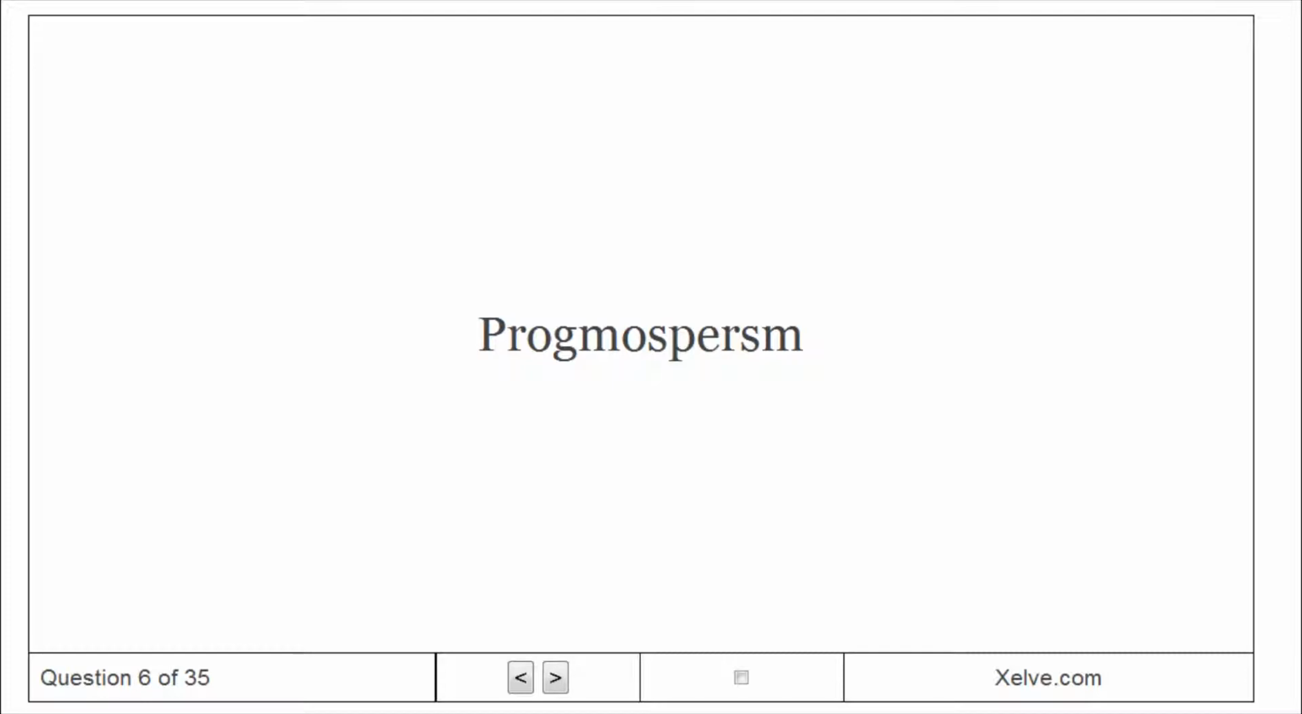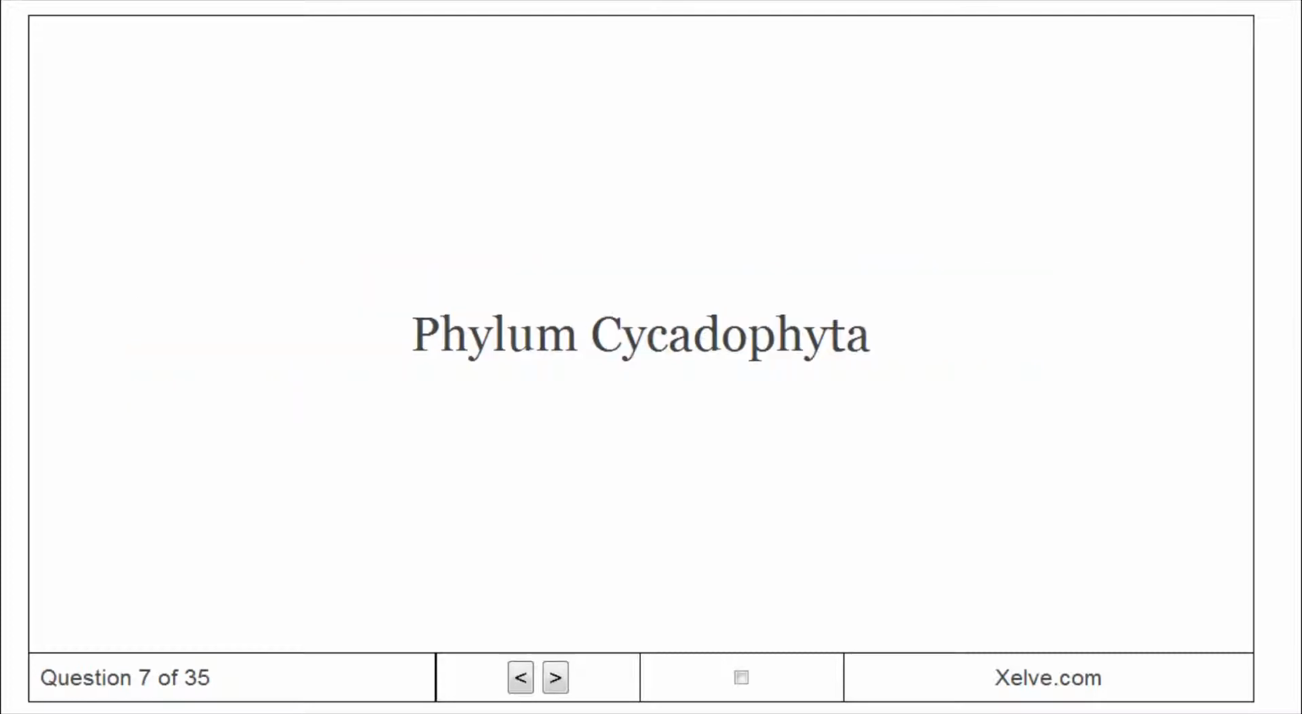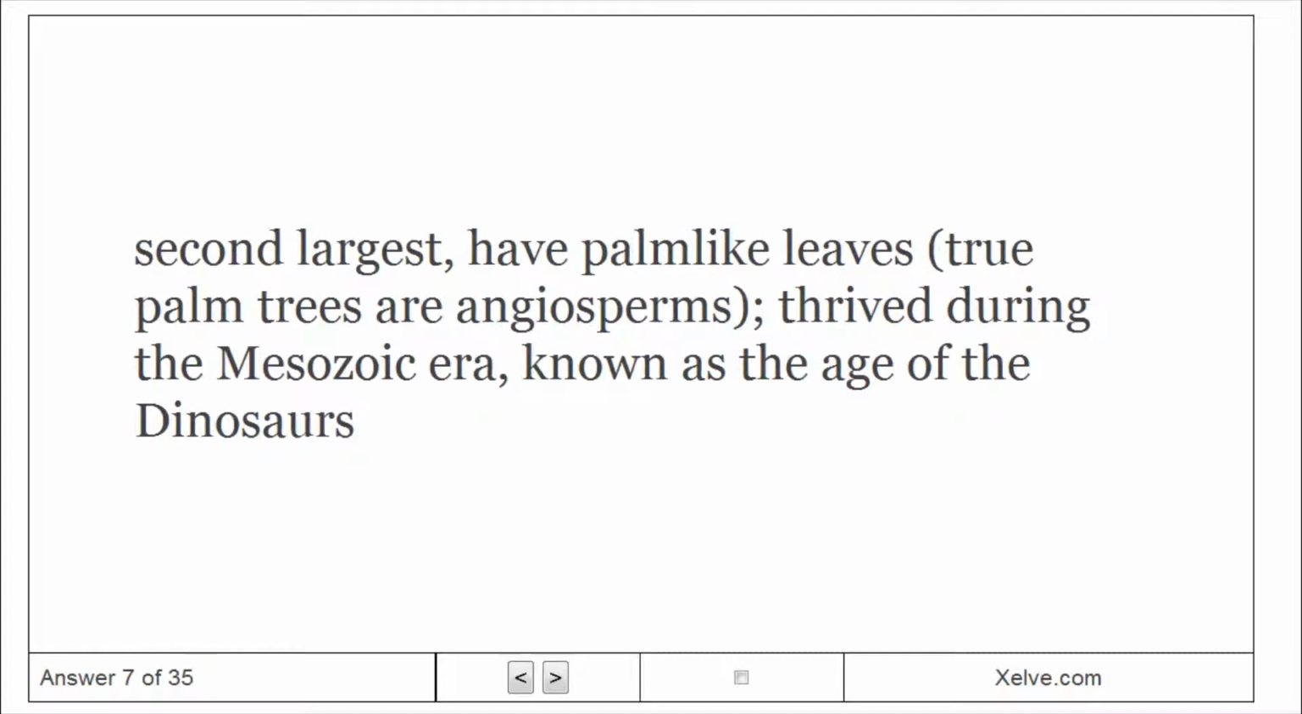Progymnosperm. A tree with a woody stem that did not bear seeds was a transitional seedless vascular species. Phylum Cycadophyta. Second largest, have palm-like leaves, not true palm trees or angiosperms, thrived during the Mesozoic era, known as the Age of the Dinosaurs.